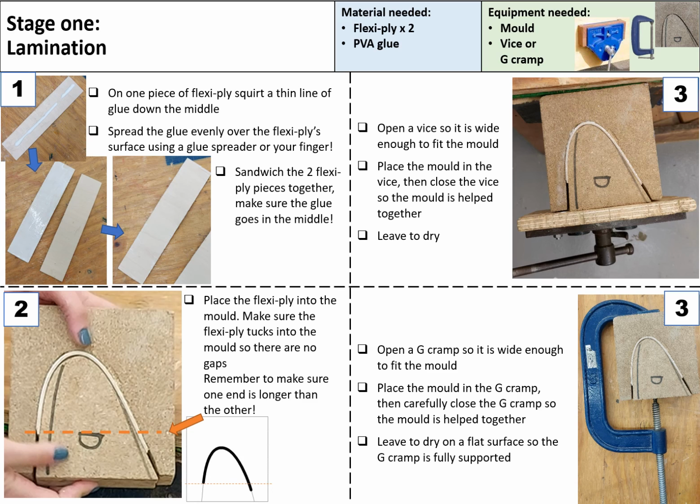I know they don't look it, guys, I promise you these are short. I've used short sentences to explain each step of that stage. So number 1, I've put, on one piece of flexi-ply squirt a thin line of glue down the middle. Next, spread the glue evenly over the flexi-ply surface using a glue spreader or your finger. Next, sandwich the 2 flexi-ply pieces together, make sure the glue goes in the middle.